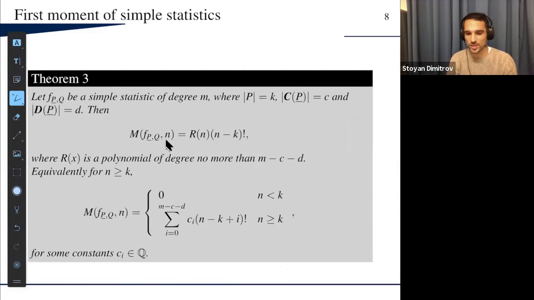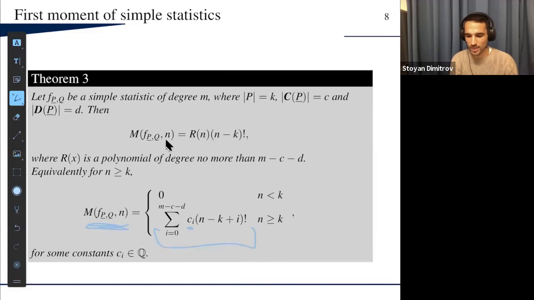And here is our first result. This theorem is saying that for any simple statistic, for the aggregates, or in other words, for the first moment, I have this form. So for some coefficients C, this aggregate can be written in this form. And this gives us a way to find a closed form expression, basically to find these coefficients C, right? And that way I will have a closed form for the expectation as well.